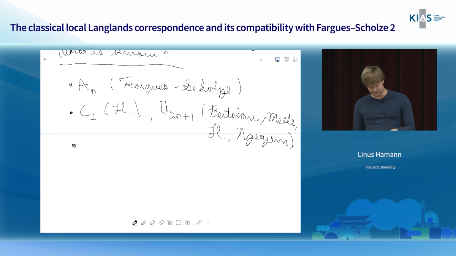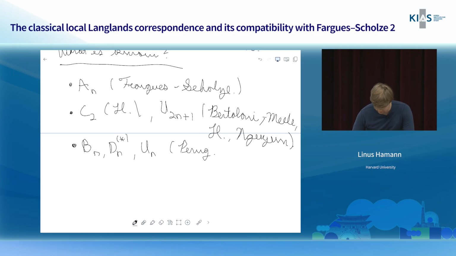And then, basically the method in here was cleaned up a lot in work of Hamann. So I think, for groups of type Bn, Dn, there's a little bit of an asterisk here about what you mean with local Langlands. And then also for general unitary groups, this was basically done by Peng.